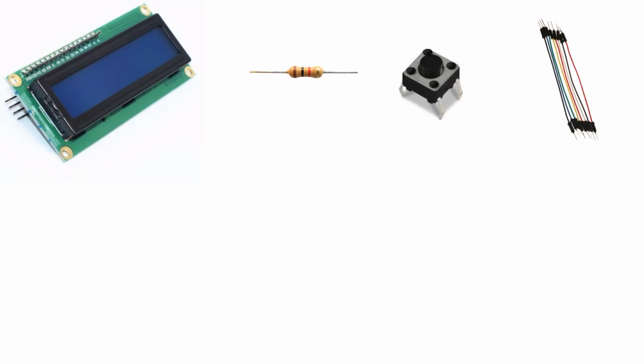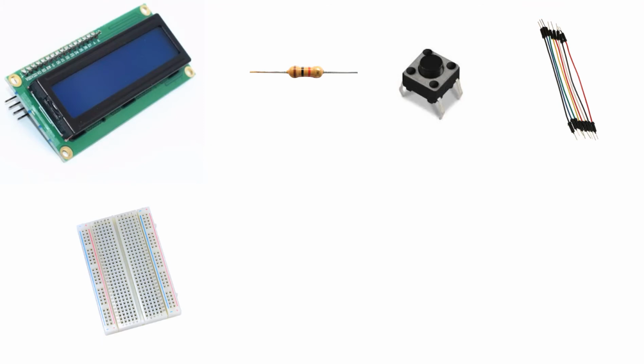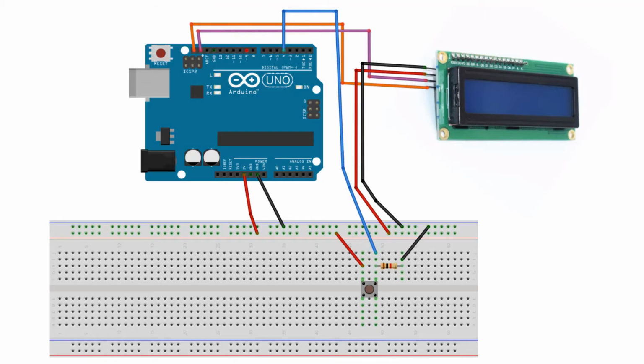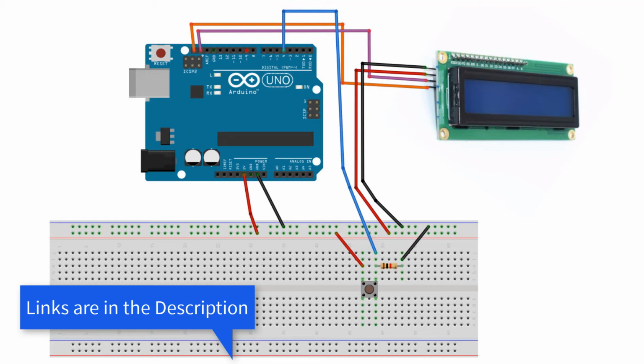For this project you will need an I2C LCD display, a 1 kilo ohm resistor, a button, jumper wires, a breadboard, an Arduino board and the Visuino program. Wire everything according to this schematic.